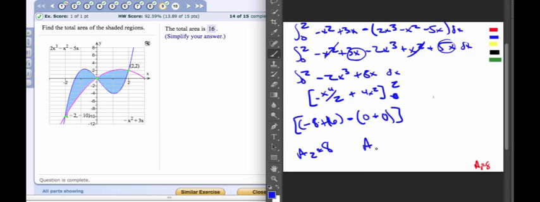And so if we add area 2 plus area 1, which we have down here, it equals 8 plus 8. And so our total area is equal to 16, and that is our answer.